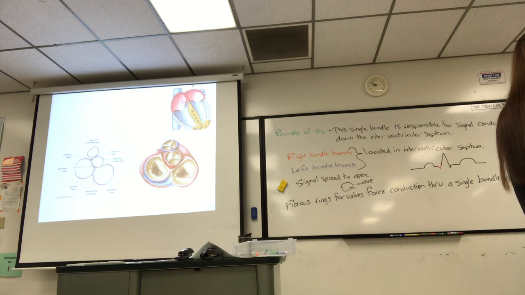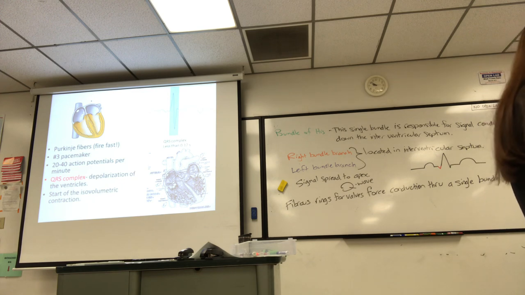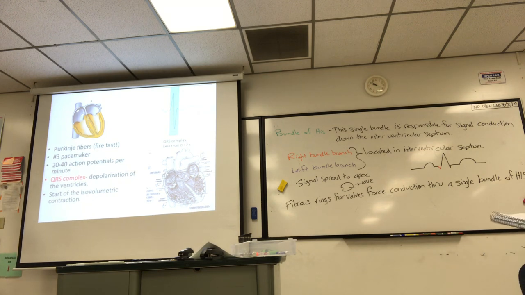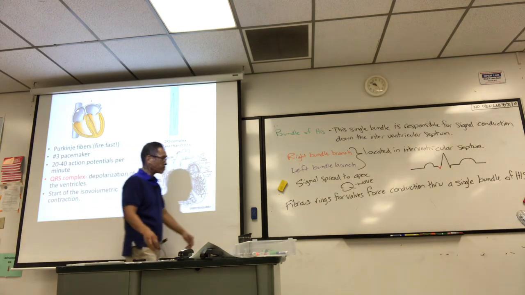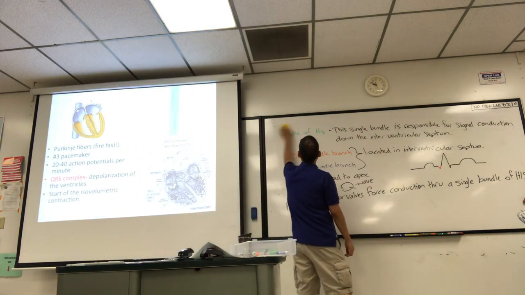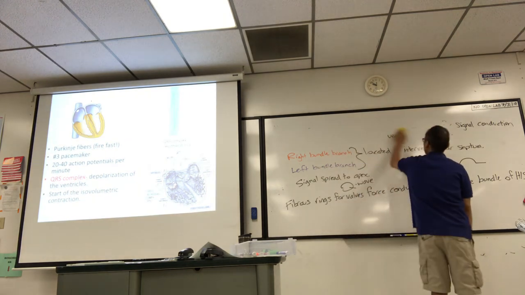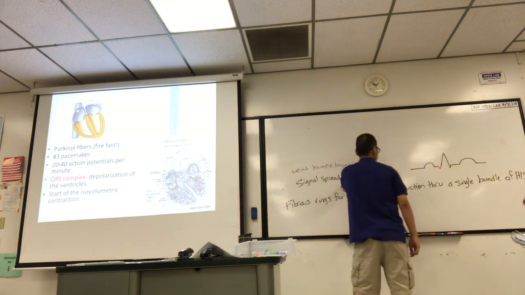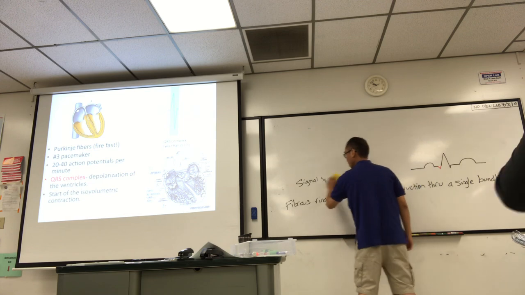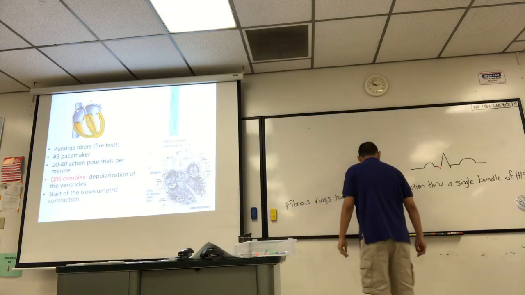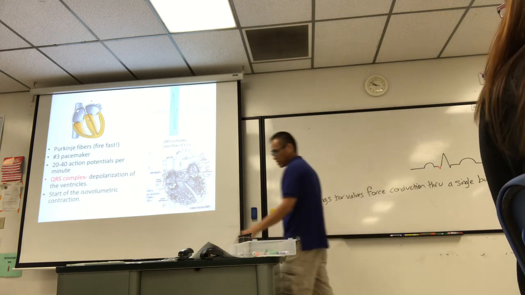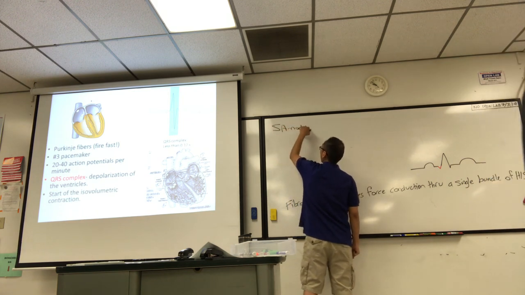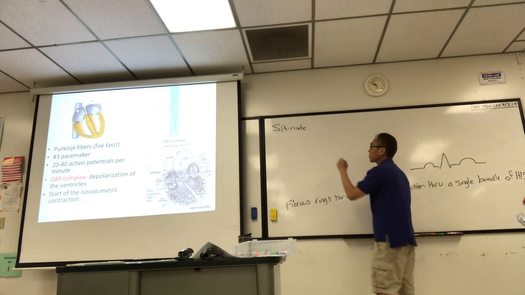Okay, now the signal is going to spread up the side, and it's going to depolarize the big guys, you know, the ventricles. They're going to depolarize, and, well, before I get to that, as I continue on here, let's take an inventory of the cells that have pacemaker potential. So far, you know the SA node, that's your number one pacemaker.